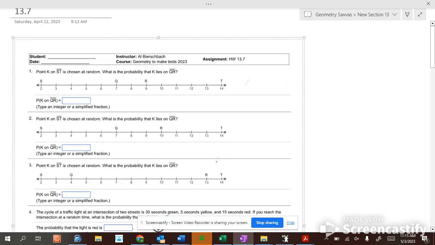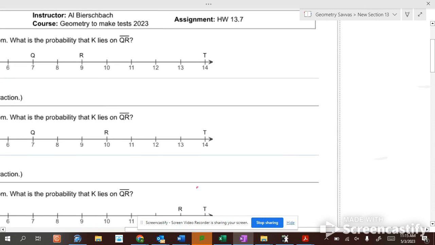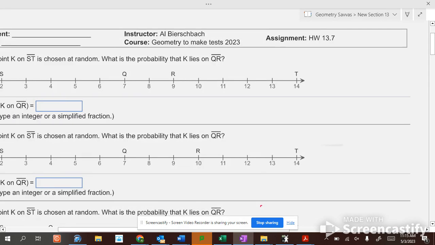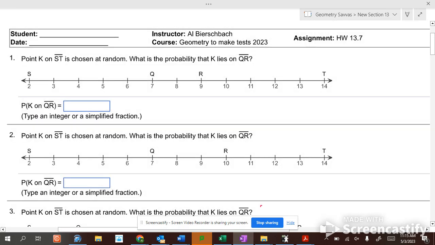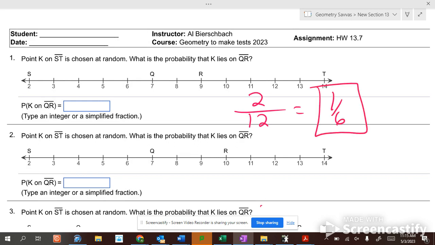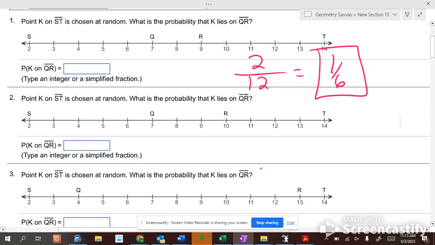All right. So, looking at this. How big is QR? How long is QR? 2. How long is ST? Not 14. 12. 14 minus 2 is 12. So it is. You got a 1 out of 6 chance of hitting it somewhere in there. Okay?